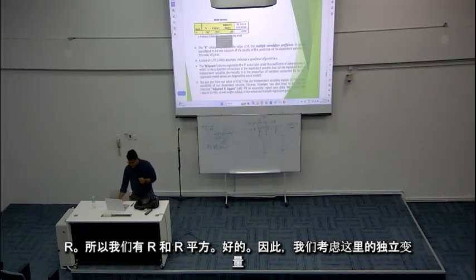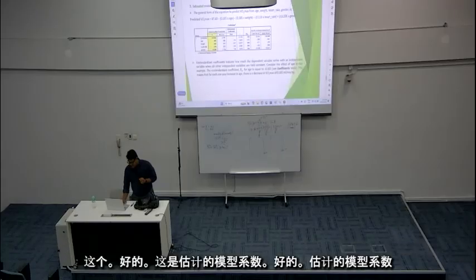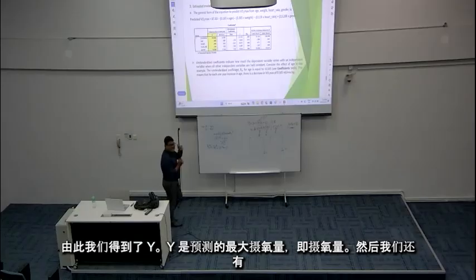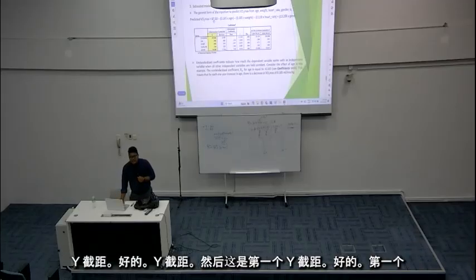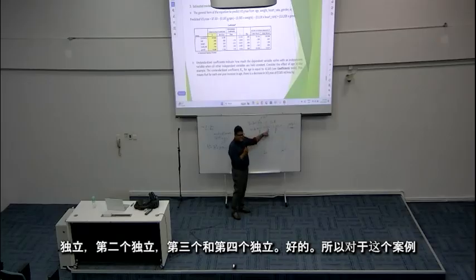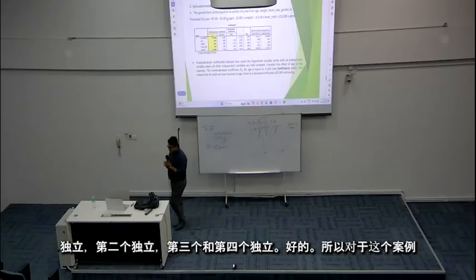Okay, so for the independent variables, we consider this one. This is the estimated model of coefficient, whereby we do have the Y. Y is the predicted VO2 max, the volume of the VO2. And then we also have the Y-intercept. And then the first independent variable, the second, the third, and the fourth independent variable.